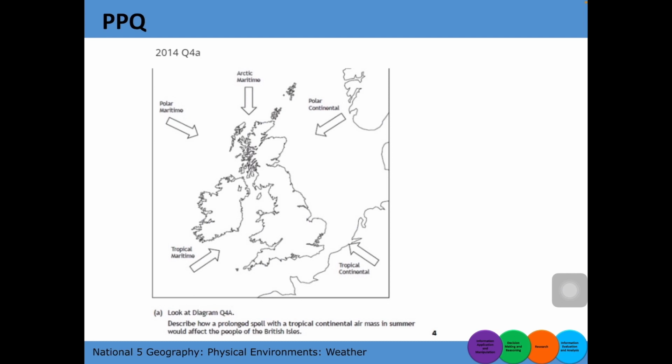Now, although it says continental, you'd expect it to be dry, but sometimes the polar continental air mass in wintertime can bring snow and sleet and icy conditions along with it, carried from Siberia and Russia. If you get a question that states, describe how a prolonged spell with a polar continental air mass in winter would affect the people of the British Isles, here are some popular responses.